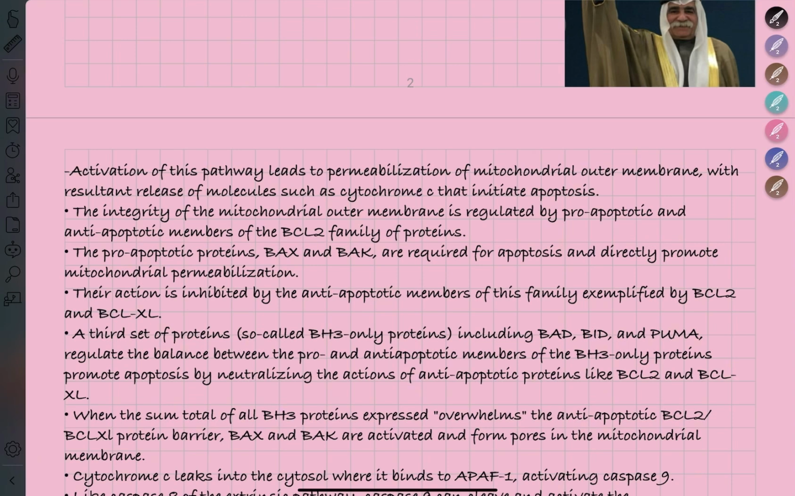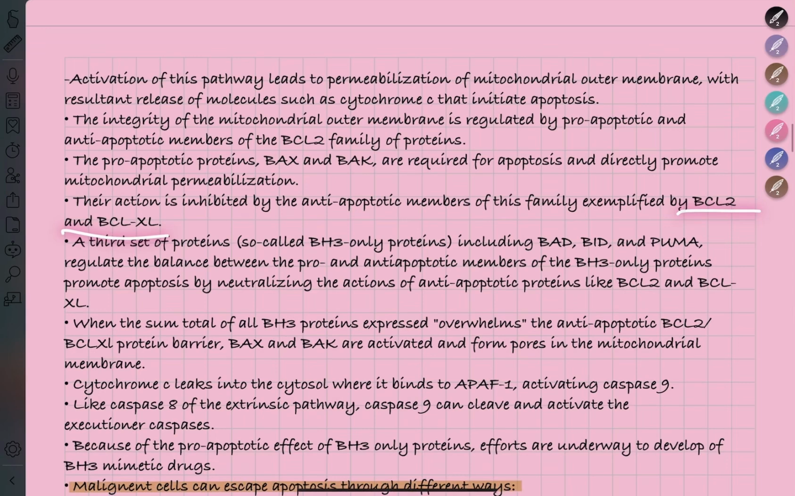Now, of course there is something that's preventing the activity of the pro-apoptotic factors. Why? The pro-apoptotic factors will increase the permeability of the mitochondrial outer membrane. But in the normal case there's something that is basically inhibiting this effect. They are the anti-apoptotic factors. So the anti-apoptotic factors are basically inhibiting the pro-apoptotic factors from increasing the permeability of the outer membrane. Who are the anti-apoptotic ones? BCL2 or BCL-XL.